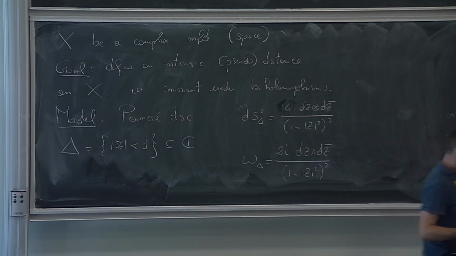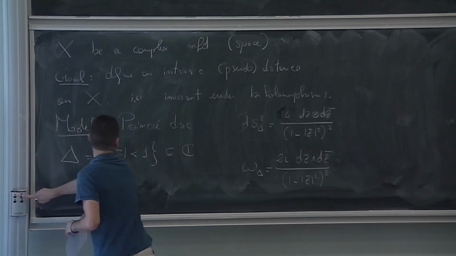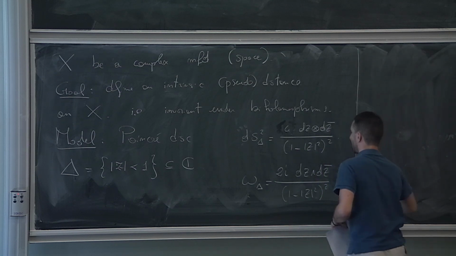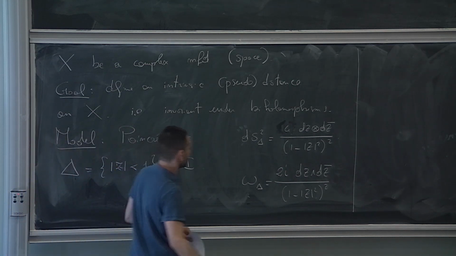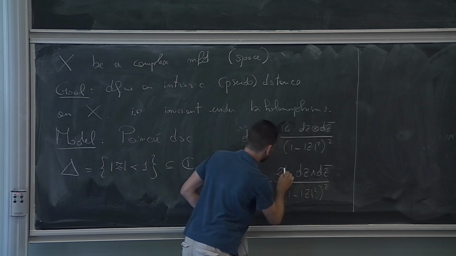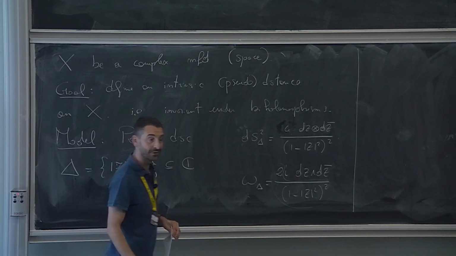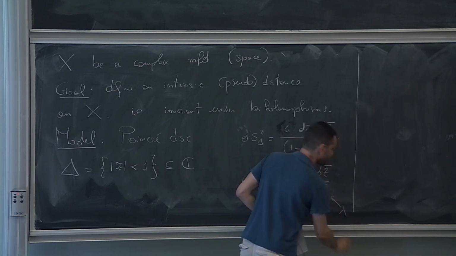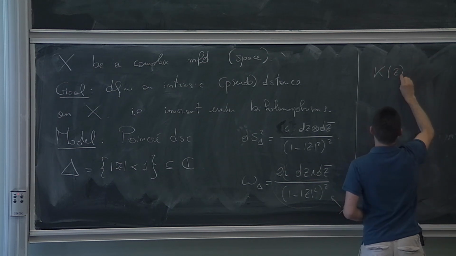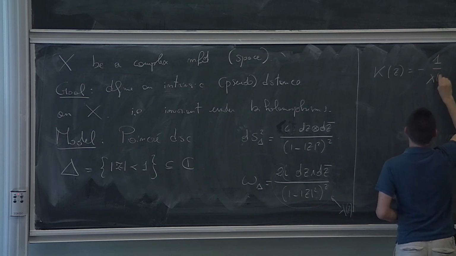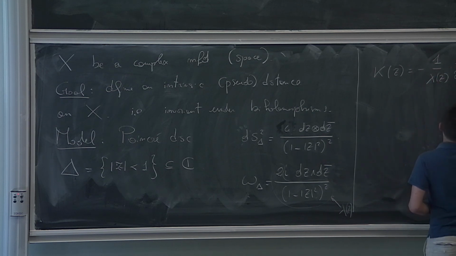Now you want to compute the Gaussian curvature of this metric on the disk. How do you compute the curvature? In this case there is a very simple formula. You take this guy here, call it lambda, for instance, lambda of z. The Gaussian curvature at the point z is just 1/lambda times the second derivative of the logarithm of lambda.